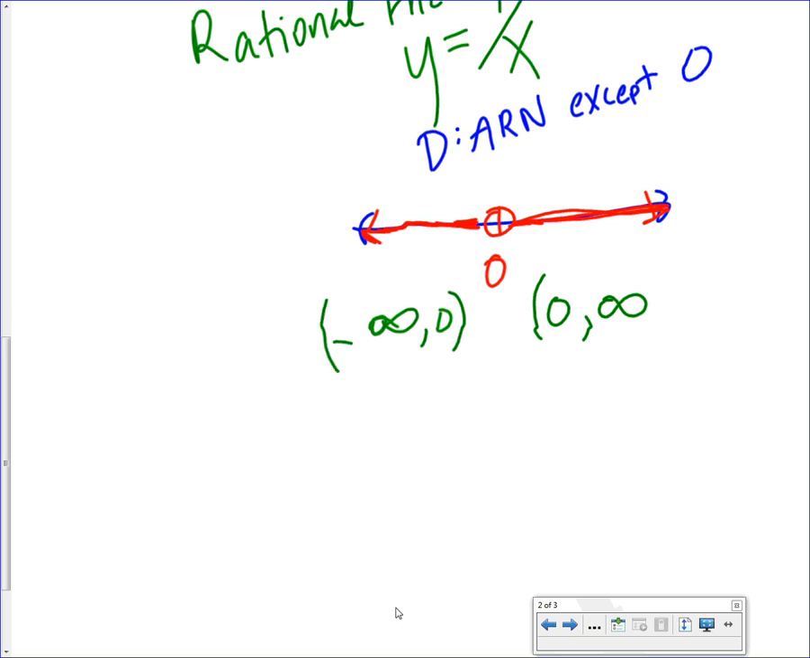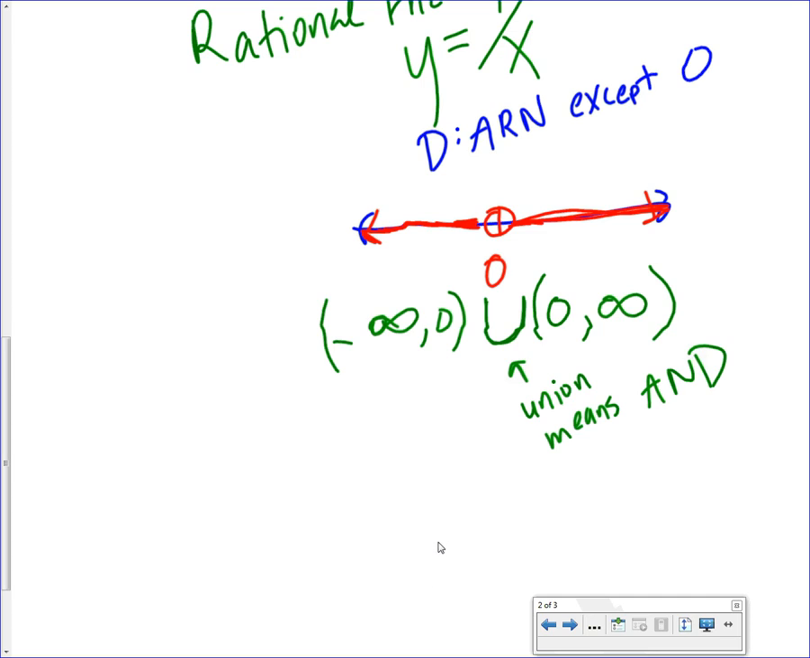You can never include positive or negative infinity. Both of these are pieces of the domain, so we need to connect them with an and symbol. In math, it's going to be what's called the union, and it looks like a capital U. That's the union, and it means and. So the domain of this function is negative infinity to 0 and 0 to infinity.